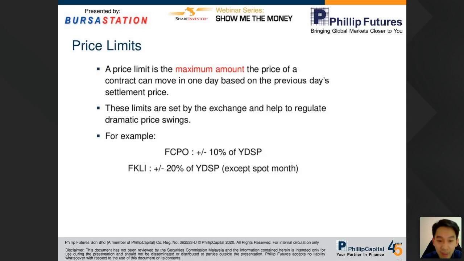As for FKLI, it's plus minus 20%, above or below 20% of yesterday's daily settlement price, except for the spot month. For the spot month, there's no price limit because the spot month tracks the cash market, which is the KLCI index. So in this case, there's no price limit on the spot month.